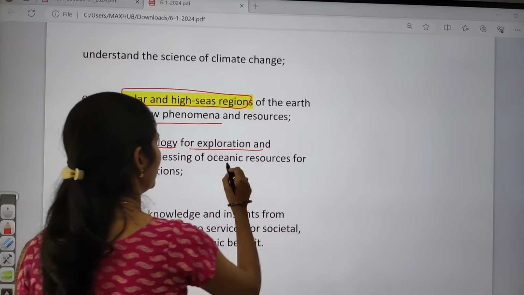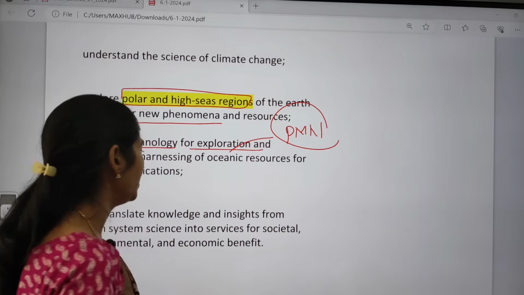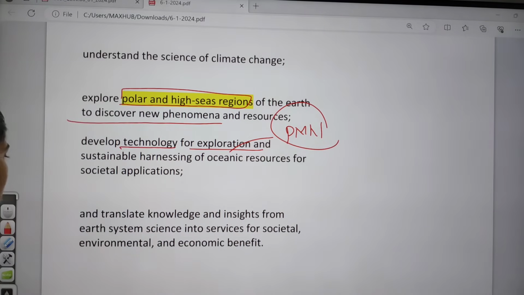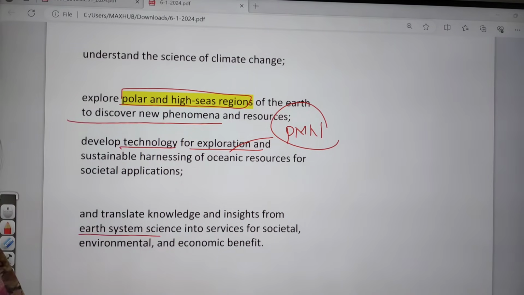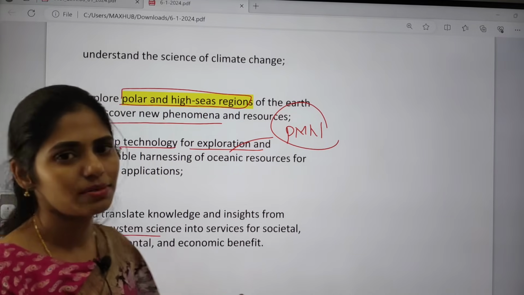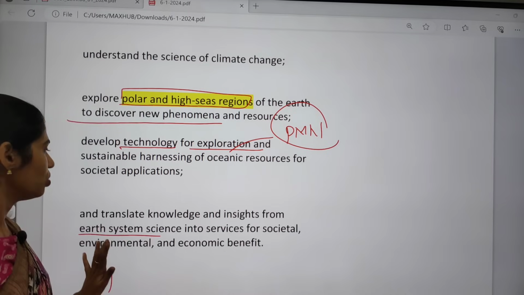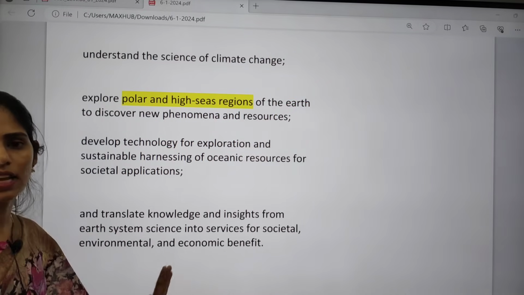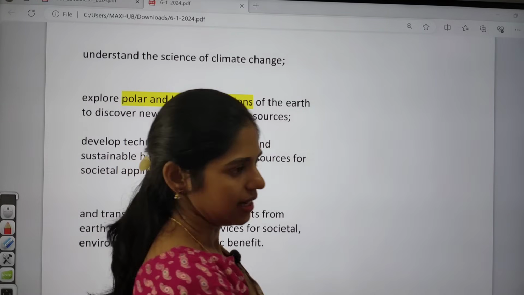We are also focusing on developing technology for exploration and sustainable harnessing of oceanic resources, especially polymetallic nodules. And we are focusing on insights from Earth system science into services for societal, environmental and economic benefit. So these are some applications of Prithvi, Earth observation. These are some important articles that appeared in today's Hindu newspaper, and this is our analysis.